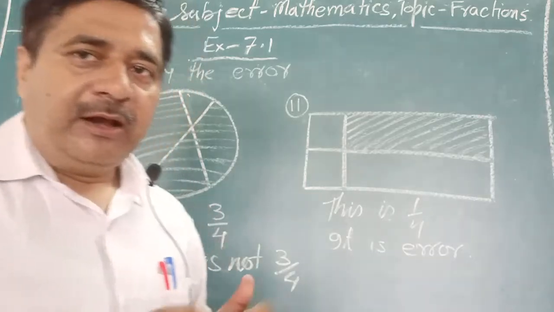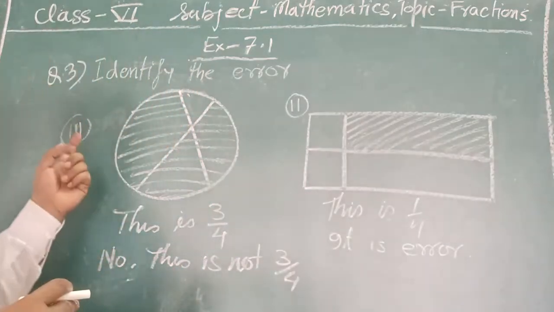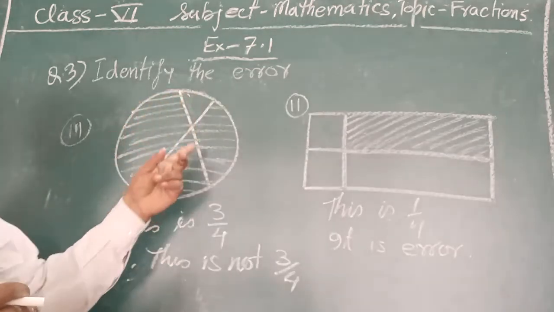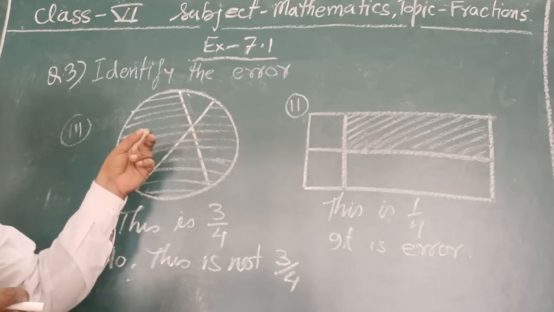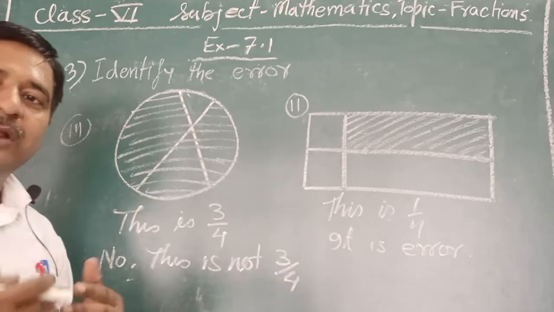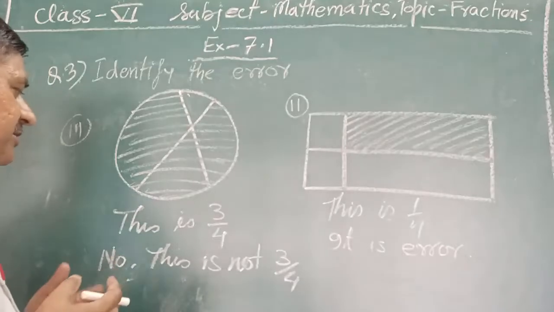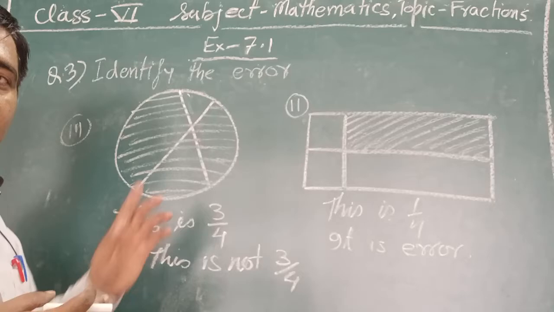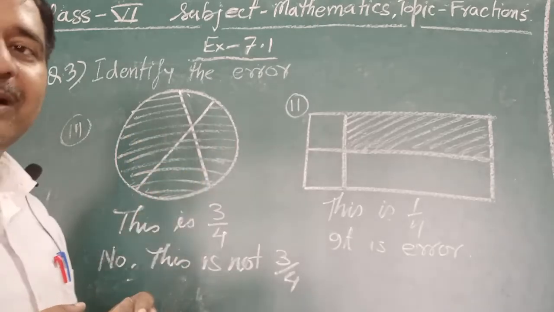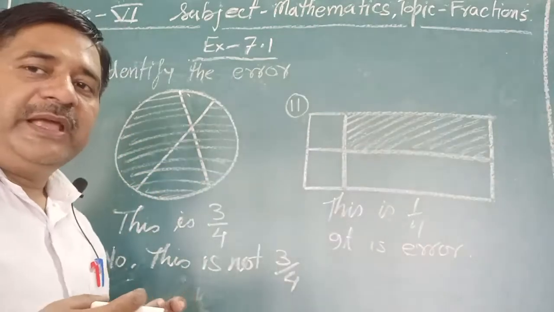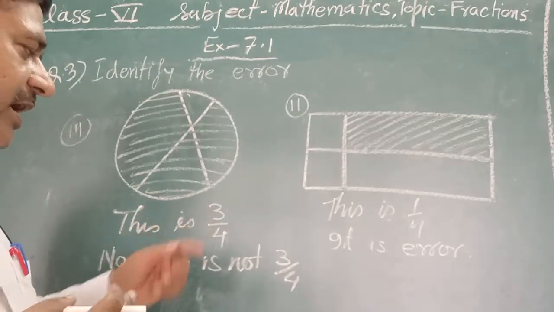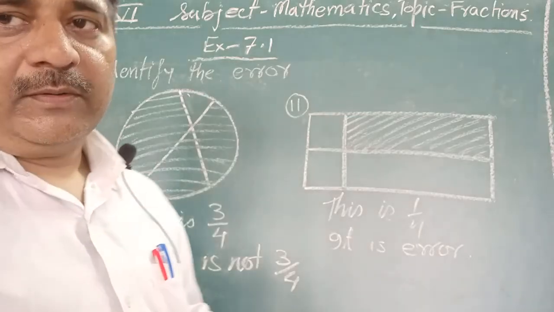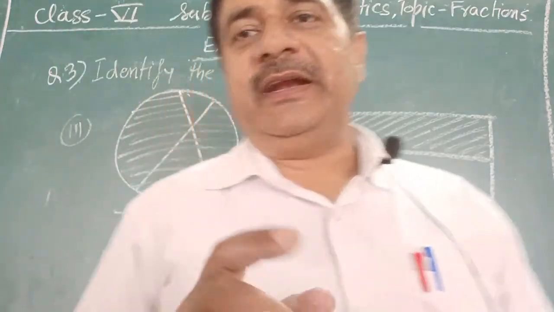It has 4 parts, but they are not equal, so it is an error. Now similarly in the third part, this figure is a circle, and the circle also has 4 parts, but they are not equal parts, so we cannot say this is 3 by 4. Three parts are shaded, but these 3 parts are not equal parts, so we cannot say that this is 3 by 4. Okay, I think you understand it, beta.